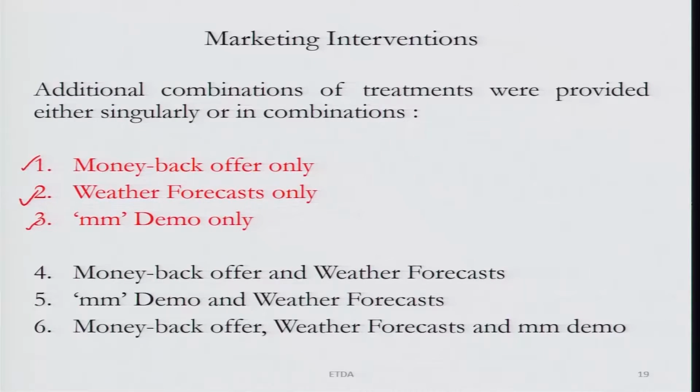Now, in addition to these 3 standalone interventions, what they also have is a combination of these interventions, which is money back offer and weather forecast. So, all the possible combinations you can think of: demo and weather forecast, then money back offer and demo, and all 3 of them taken together, money back offer, weather forecasts and demo.